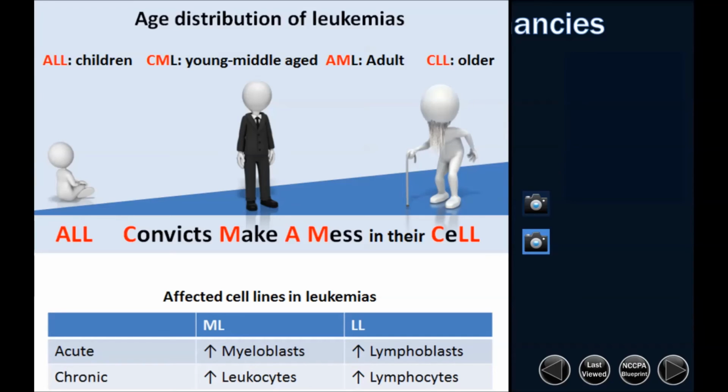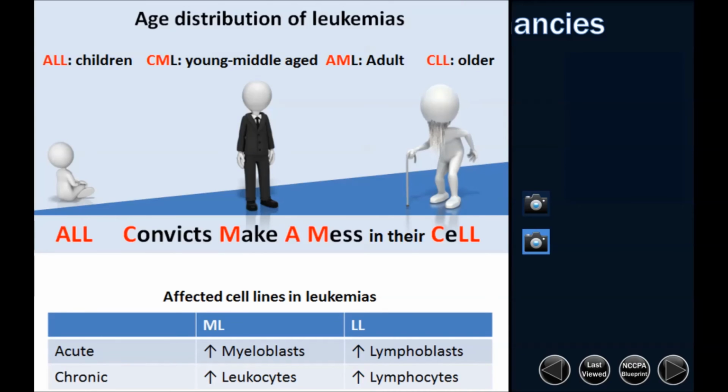First thing we can write on our whiteboard is all convicts make a mess of their cell, meaning all ALL, almost always children. Convicts make CML, young to middle-aged adults. A mess, AML, almost always middle to older age adults. In their cell, CLL, almost always older adults.